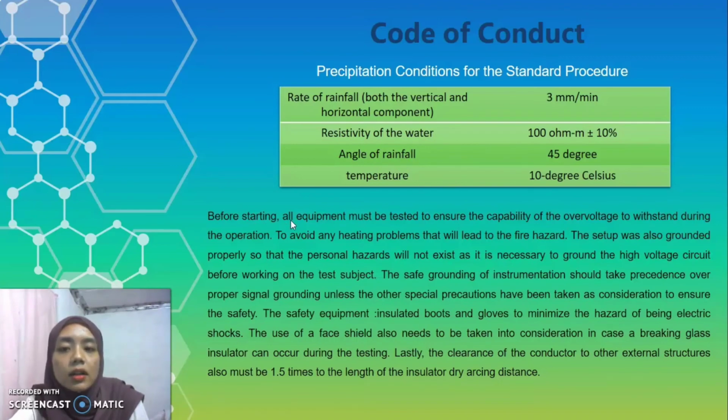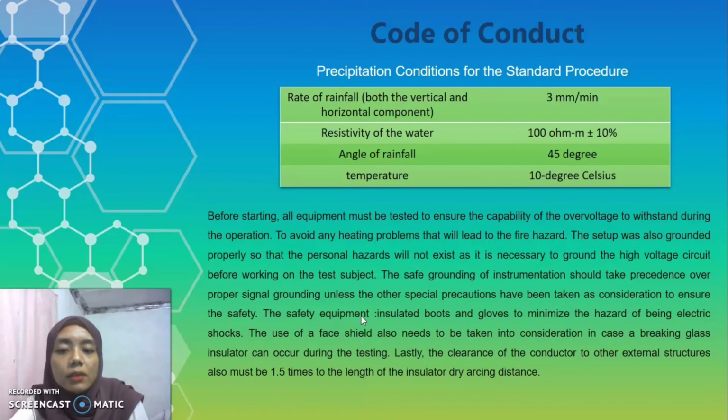Before starting, all equipment must be tested to ensure the capability to withstand overvoltage during operation. To avoid any heating problems that will lead to a fire hazard, the setup was also grounded properly so that personal hazard will not exist, as it is necessary to ground the high voltage circuit before working on the test subject. The safe grounding of instrumentation should take precedence over proper signal grounding unless other special precautions have been taken into consideration to ensure safety.